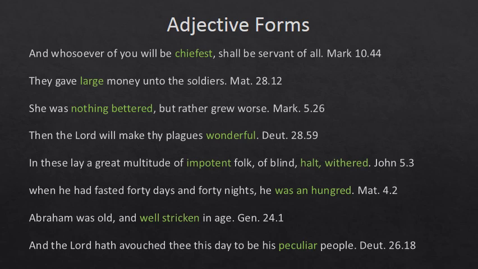That's a redundancy. So let's see if we have any of those forms in this. And whichsoever of you will be the chiefest shall be servant of all. That's a double something. Figure out which one it is. Comparative or superlative. This is simply a different use of the word. They gave large money, giant dollar bills of, what would we say? She was nothing bettered, but rather grew worse. How would we say that today?